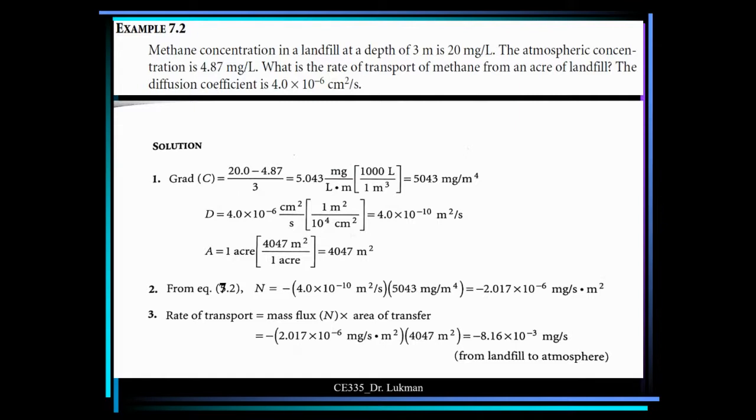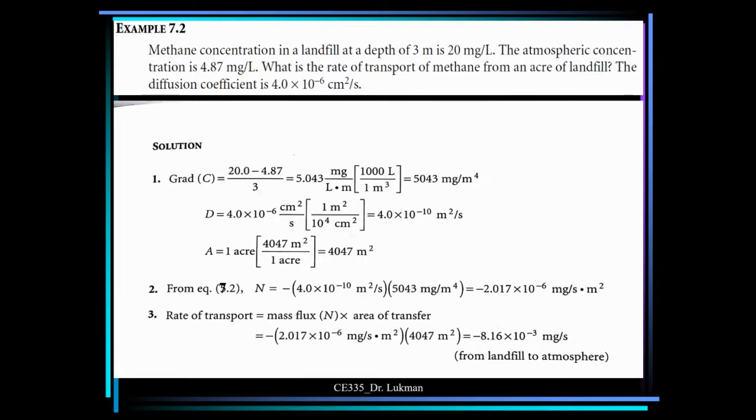The atmospheric concentration of methane is 4.87 milligram per liter. What is the rate of transport of methane from an acre of landfill? Okay, the diffusion coefficient is 4.0 times 10 power minus 6 centimeters square per second. Methane is a gas, isn't it? CH4. Okay, and it can diffuse. It can move from the landfill.